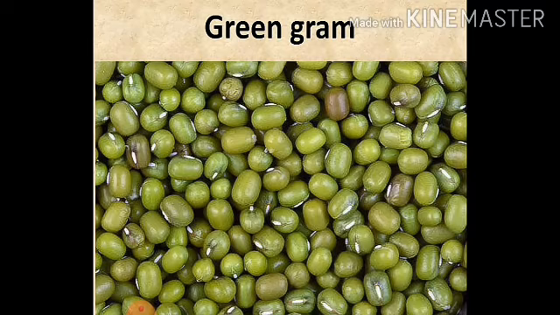So the dicot seeds are the seeds which can be broken into two equal halves, which can be divided or split into two equal halves. Those seeds are known as dicot seeds. We saw some of the examples of dicot seeds.